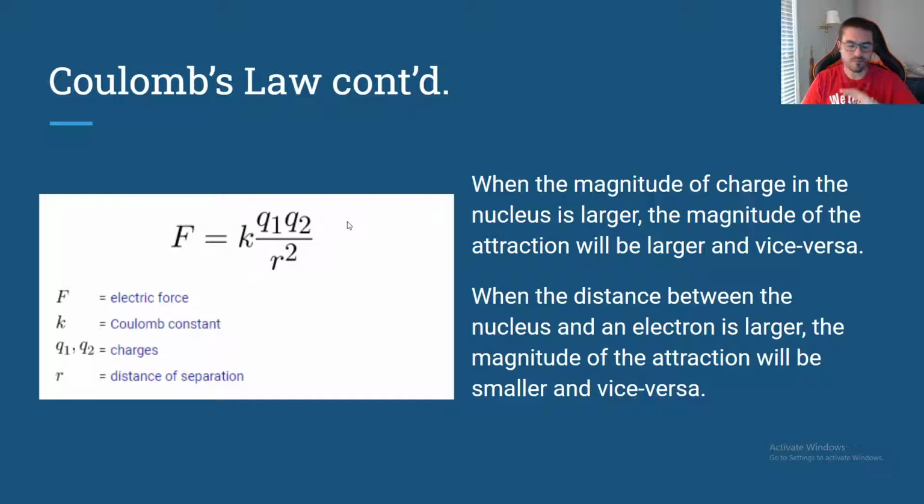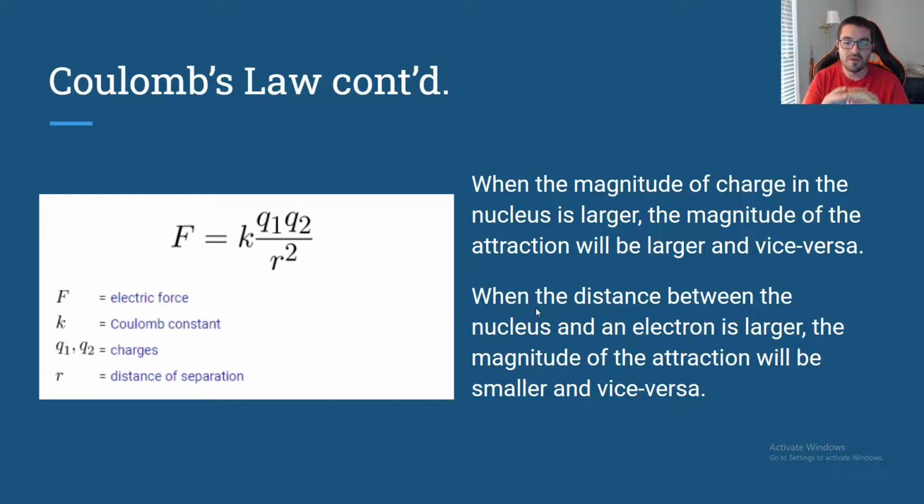Everything I just talked about can be summarized in the context of atoms in these two sentences. With atoms, when the magnitude of the charge in the nucleus is larger, so when you have more protons in a nucleus, the magnitude of attraction on the electrons is going to be bigger. So if you have more protons, they are going to attract the electrons more strongly. And vice versa, if you had fewer protons, then the magnitude of the attraction would be lower.